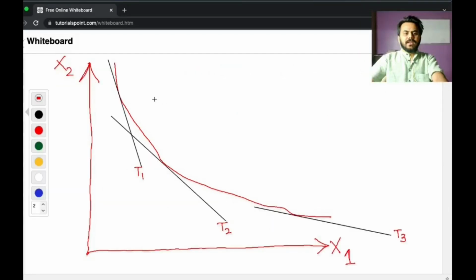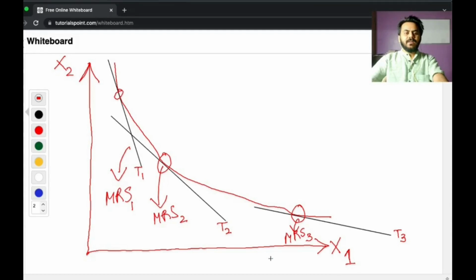If you look at this indifference curve in red, good 1 is on the x-axis and good 2 is on the y-axis, and over here you can see I have drawn 3 tangents, T1, T2 and T3, and essentially the slope of these tangents will be the MRS values. So from here we will get the MRS of the point over here, and then from here we will get the MRS of the next point, and from here we will get the MRS of point 3.